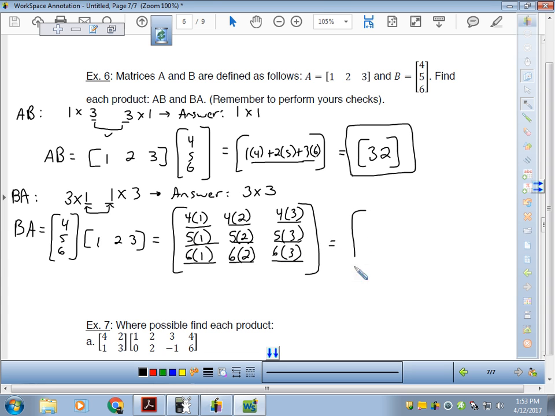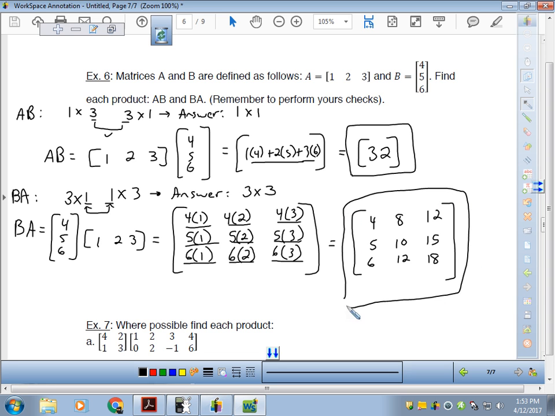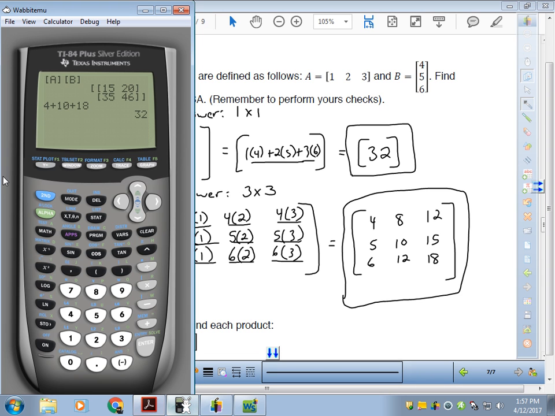And then we can go in and clean these up. So this is 4, 8, 12, 5, 10, 15, 6, 12, 18. So that's my 3 by 3 matrix, the 9 elements of it. Again, you can check yourself with a calculator if you want to type this in.